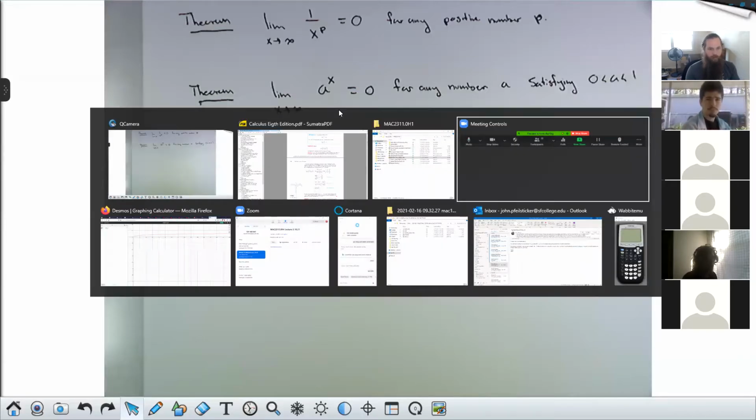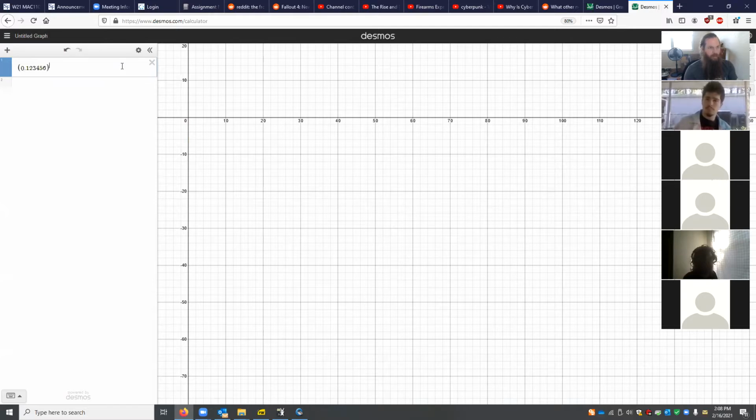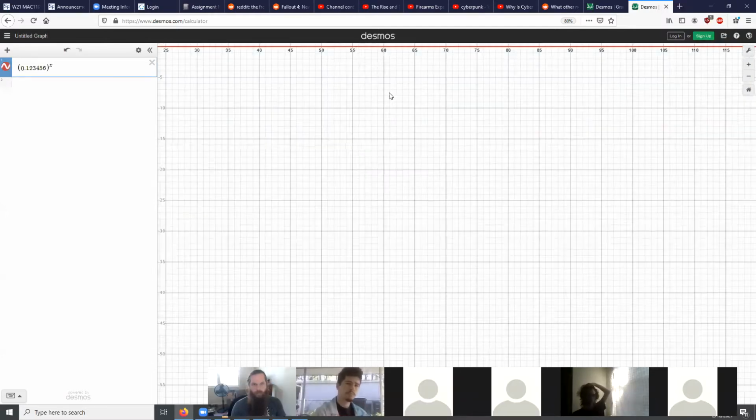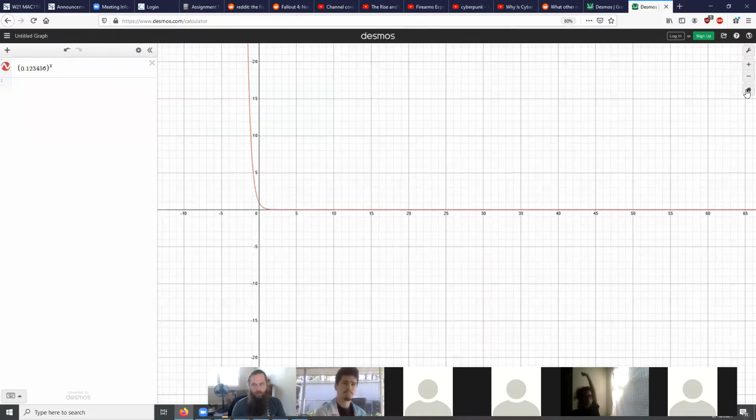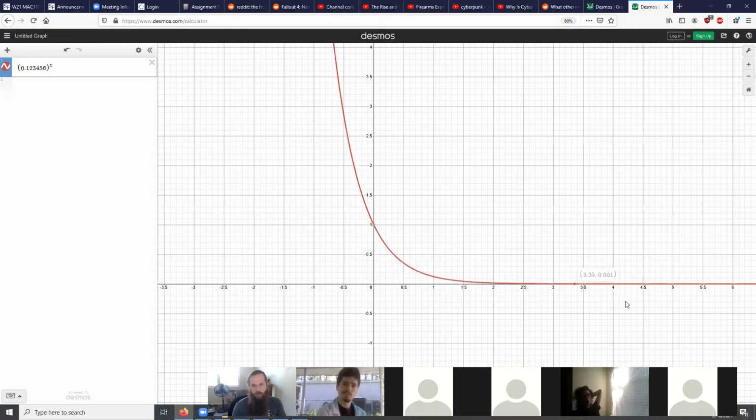For an example here, let me show you really quick. If I take something like 0.12345 and I raise it to the power of x, fiddle with my scales a little bit. Right, this is a decaying exponential, and as we wander off to the right, it goes towards 0. So as long as the base is smaller than 1, any such function will go to 0. This is just from decaying exponentials.